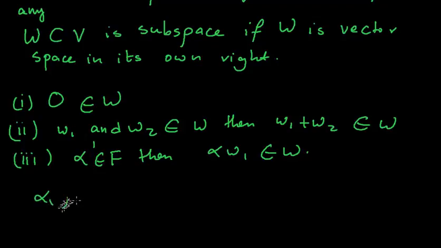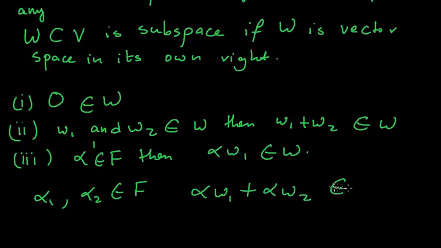Say alpha 1 and alpha 2. Alpha 1 could be anything. Alpha 2 could be anything. For any alpha 1 and alpha 2 that belong to F, if alpha 1 W1 plus alpha 2 W2 belongs to W, then it is a vector space, provided property 1 is also satisfied. If this is satisfied, then 2 and 3 are satisfied.